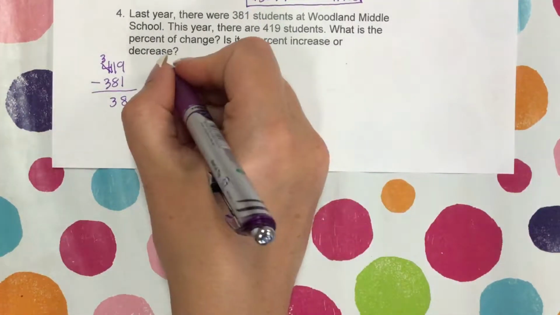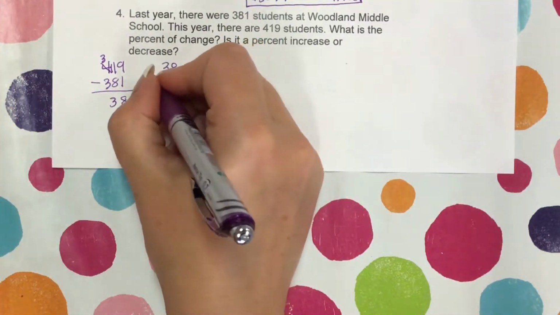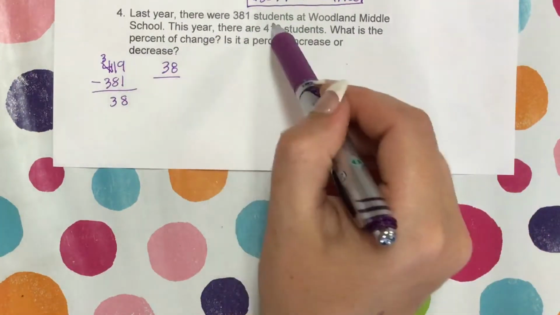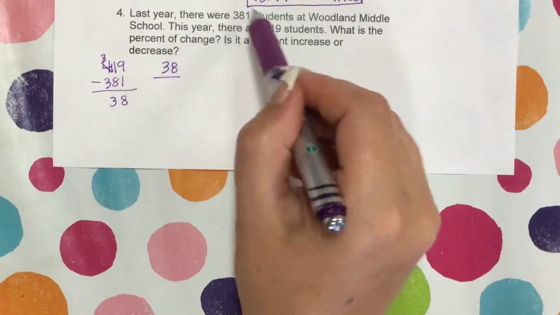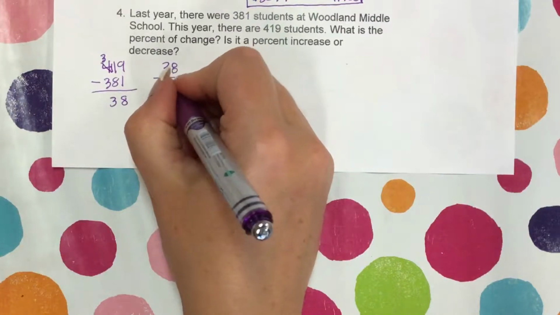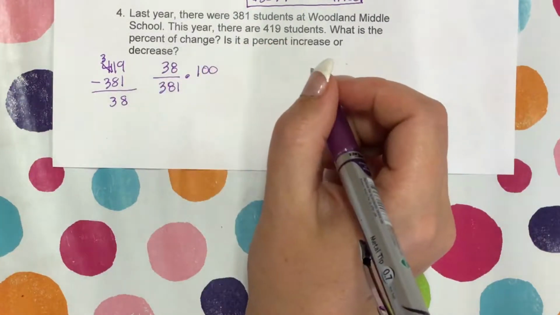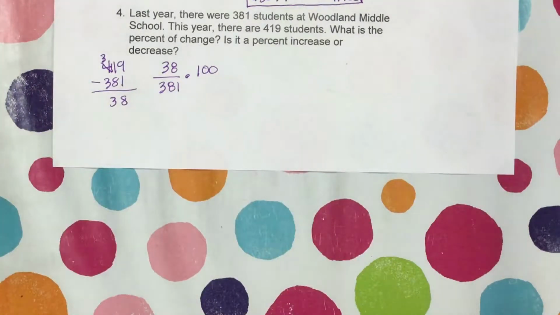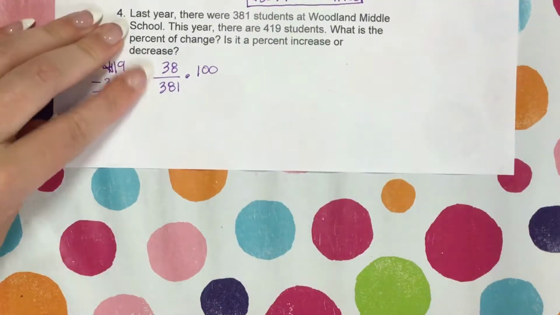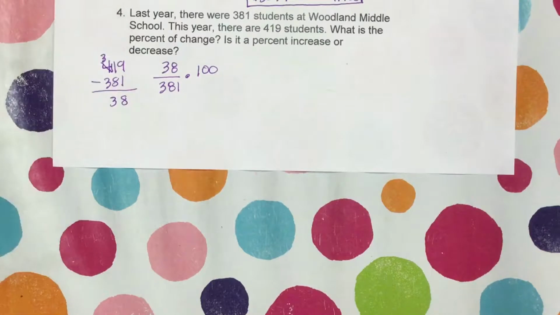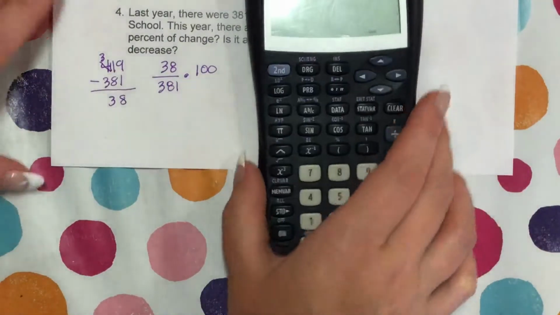So that means the amount of change is 38 over the original amount of students, which was 381, we're going to multiply that by 100 and determine what our result is. Now with this one, there's not a whole lot of easy simplification going on, so I'm just going to go ahead and use my calculator to determine the answer.